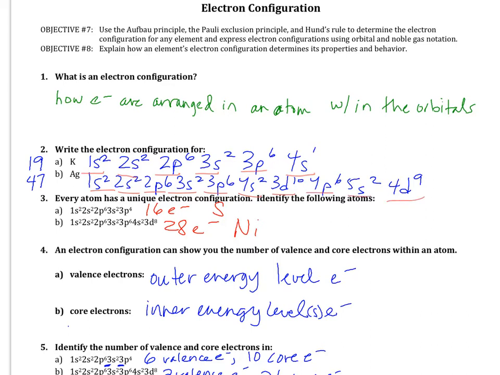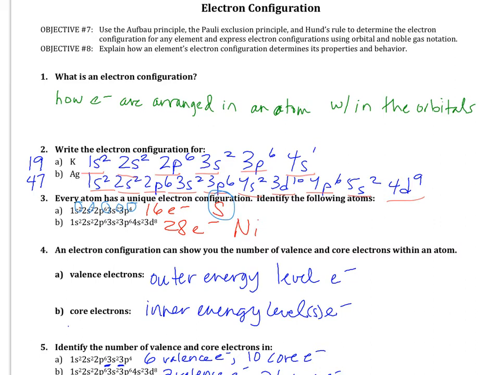Each atom, as we know, has a unique electron configuration, and so we can go backwards and use an electron configuration to identify the following atoms. If I were to take a look at the electron configuration here, 1s2, I can count the number of electrons and decide that 2 plus 2 plus 6 plus 2 plus 4 equals 16 electrons, and in a neutral atom, sulfur contains 16 electrons.